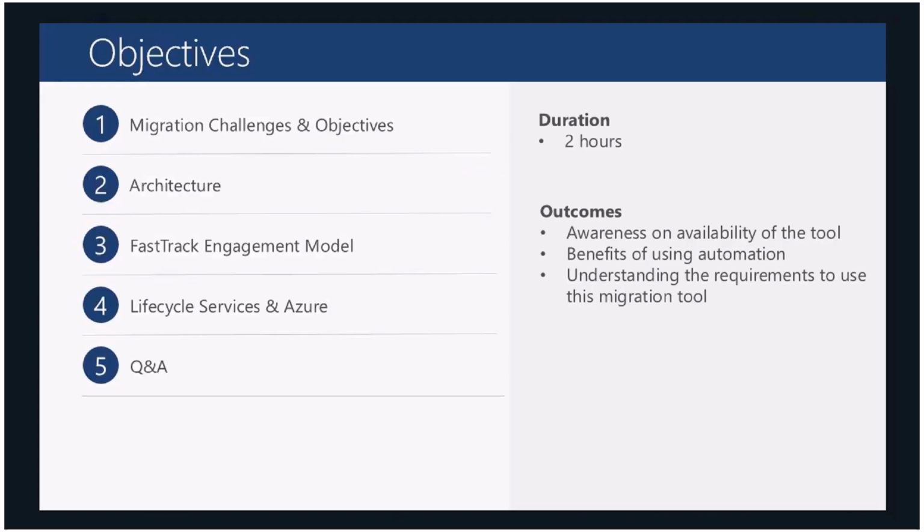The objectives of this session are to understand why we have this tool in the first place, what challenges we have seen and how that led to the development of this tool. Also understand the high-level architecture of how this tool works from beginning to end. And then we will move on to understand the engagement model, where you work with your Fast Track program manager for a successful migration from on-premise to online.